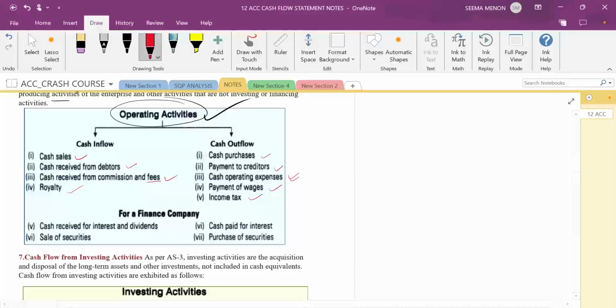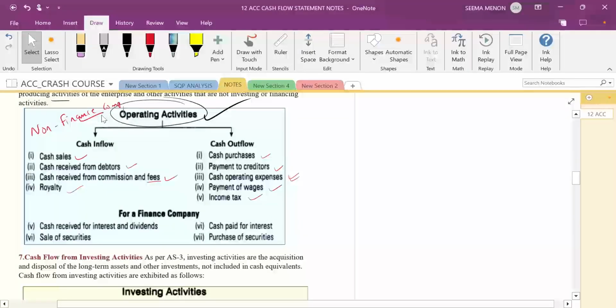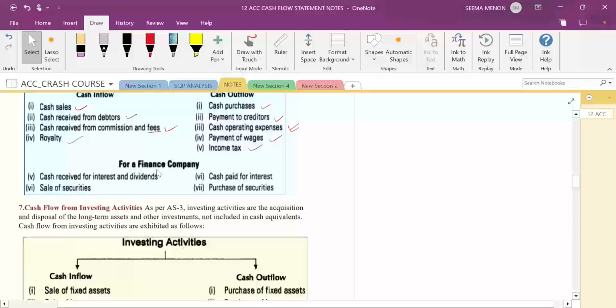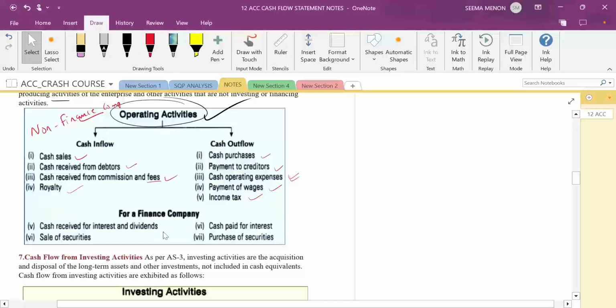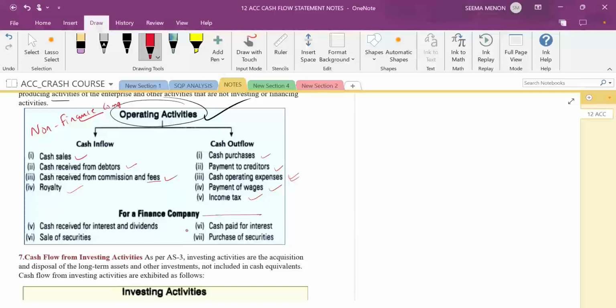Whatever we discussed here is for a non-finance company. Non-finance company means a manufacturing company or a service sector company, manufacturing goods or providing service. Now, if we take a financing company, they won't manufacture anything. Financing company means they might be dealing with the bank, there may be mutual funds, there may be shares, consultancy in shares, any type of consultancy firms which deal in financial activity.